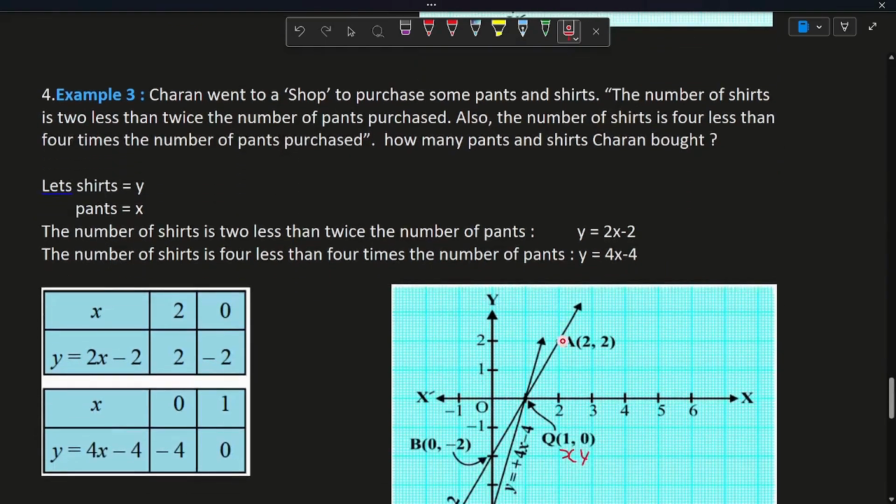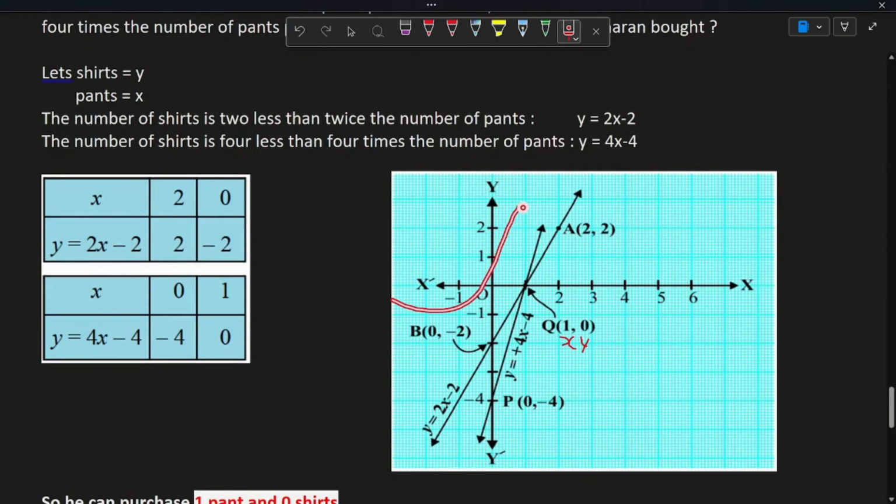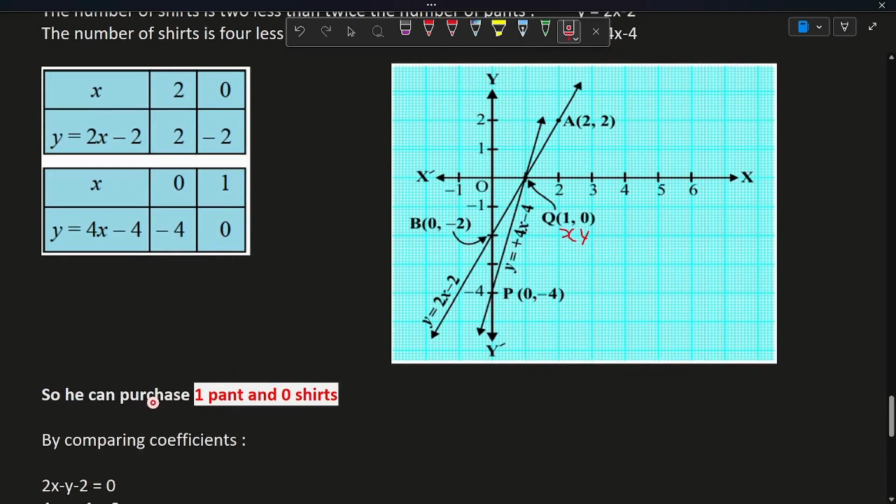These two linear equations are represented in graphical form. For example, this is one linear equation, and this is another linear equation. At (1, 0), these two linear equations coincide with each other. At (1, 0), the x coordinate is 1 and the y coordinate is 0. We have imagined that pants are x and shirts are y, so Charan can purchase one pant and 0 shirts only. This is the possibility Charan can purchase by satisfying the linear equation.